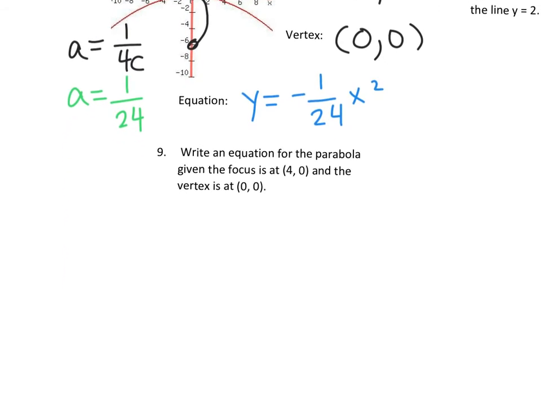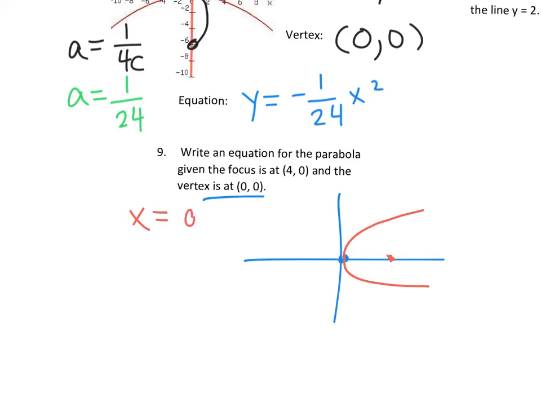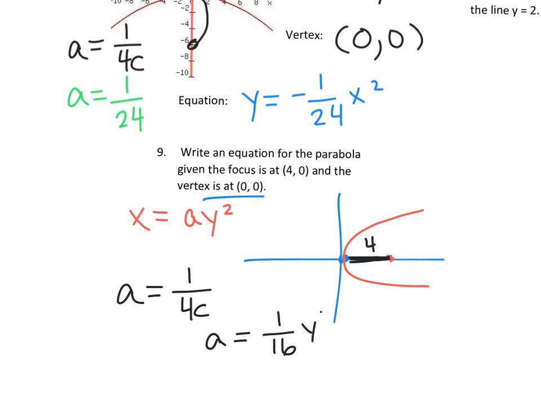Number 9, this time you're given the focus and the vertex. So I draw a sketch. The vertex is at 0, 0. The focus is at 4, 0. This means the parabola must open to the right. So if it opens to the right, it needs to be of the form x equals a y squared. To figure out my a, I need to do a equals 1 over 4c. Well, my c is a distance of 4. So a is 1/16, and my equation is going to be x equals 1/16 y squared.